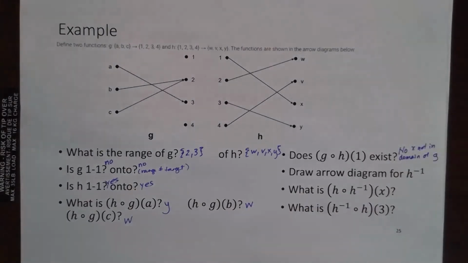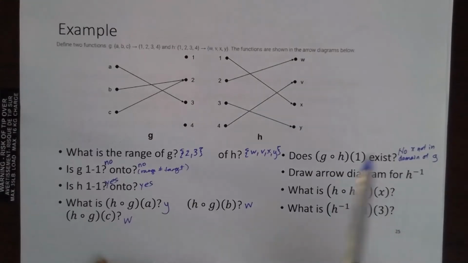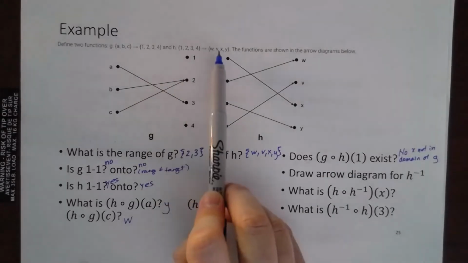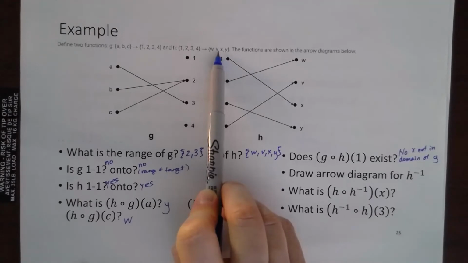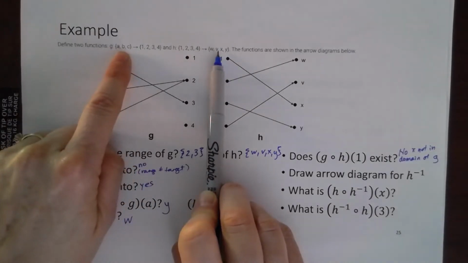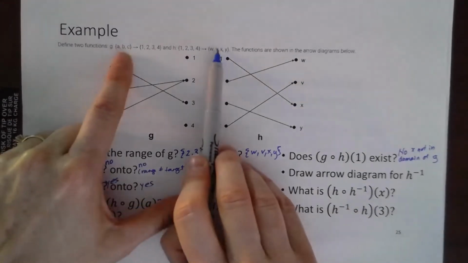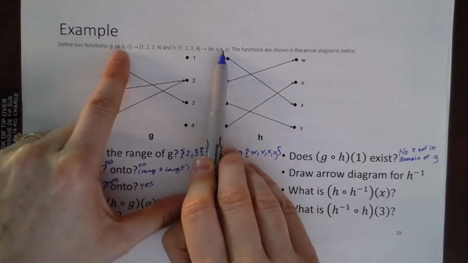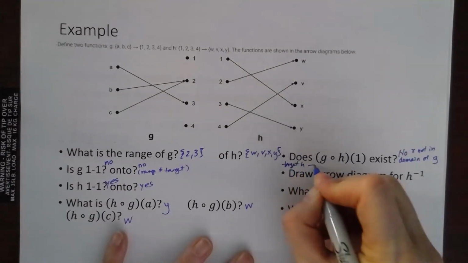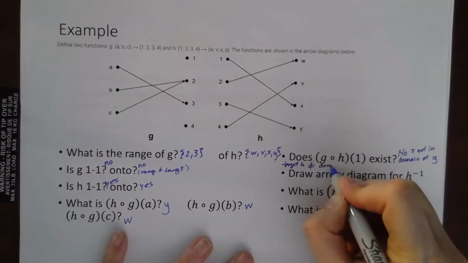Remember, in order for us to be able to compose two functions, the target of H would have to match, or be the same as, the domain of G. And here, the target of H, which is W, V, Y, X, and the domain of G, A, B, C, are not the same. So if those are not the same, we can't compose the functions. Target of H is not equal to domain of G.